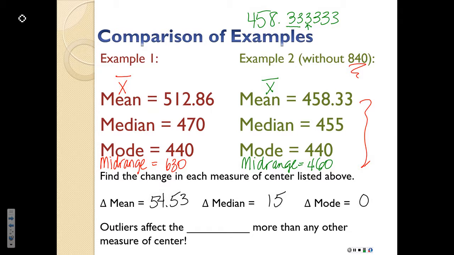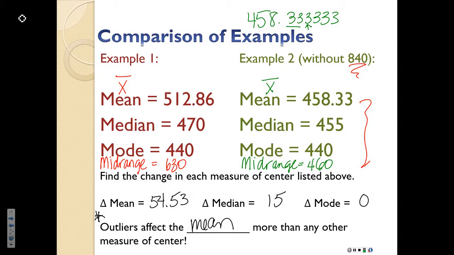Here's what I want you to come away from. So this little point down here: outliers affect, and we're not going to look at the mid-range, okay? Outliers between the mean, median, and mode. Your outliers affect the mean more than any other measure of center. And again, we're disregarding the mid-range because we don't really use that one that much, to be honest, okay?